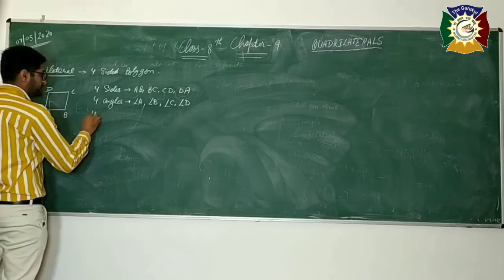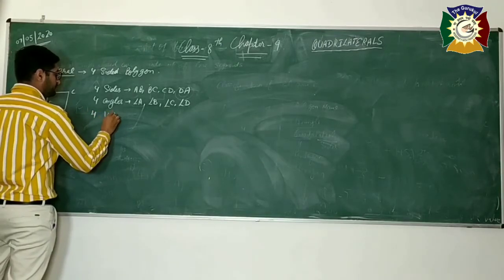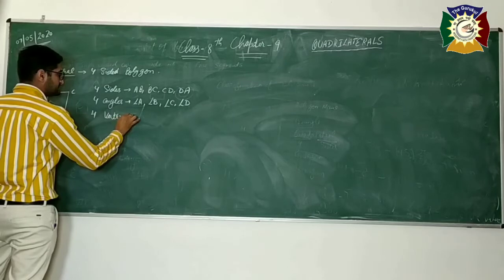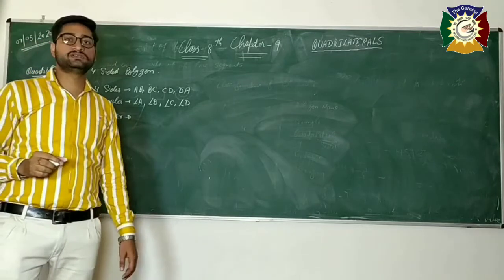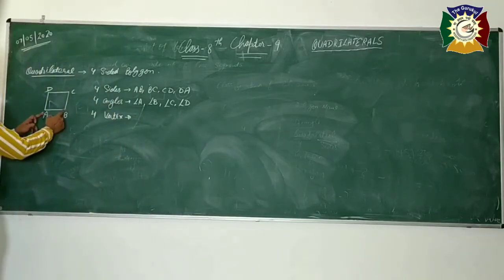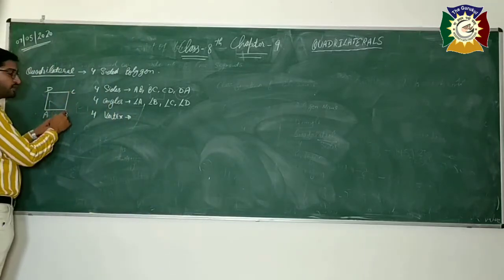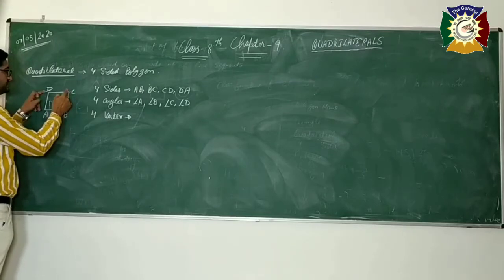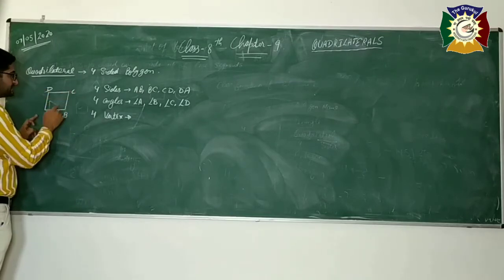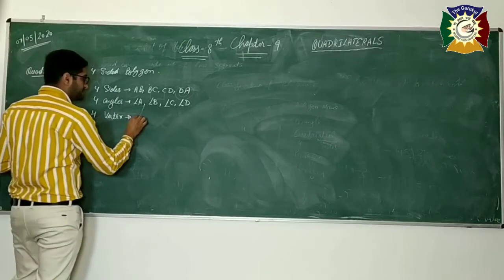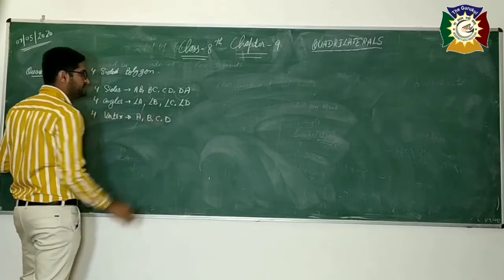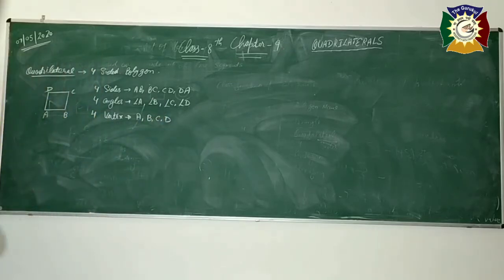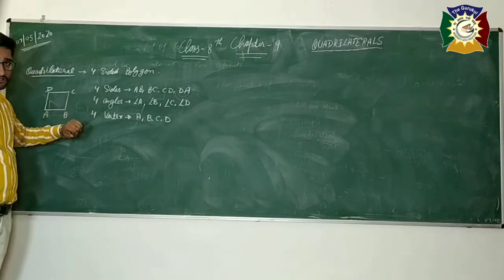And the third thing: there are four vertices. Now, what is a vertex? A vertex is a point where two lines meet each other. You can see AB and BC meet at point B, BC and CD meet at point C. So these are the vertices of this quadrilateral. The four vertices are A, B, C and D. Now, four sides and four angles are there.